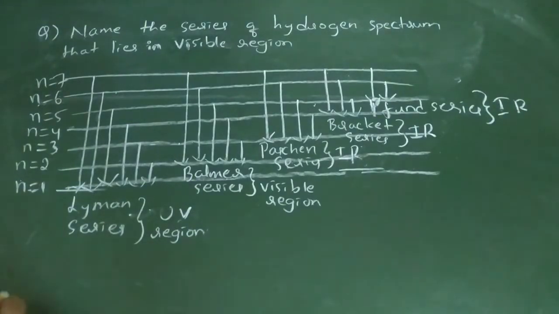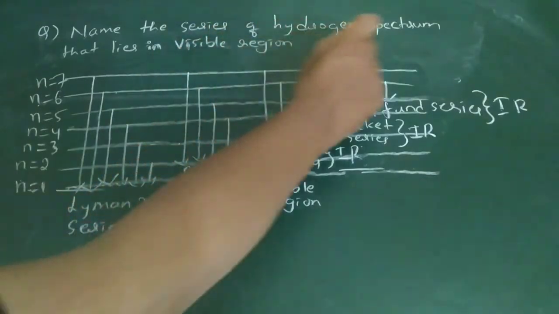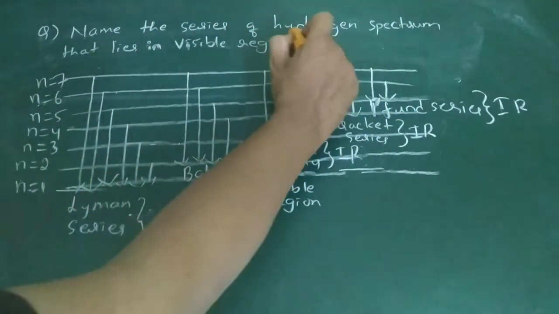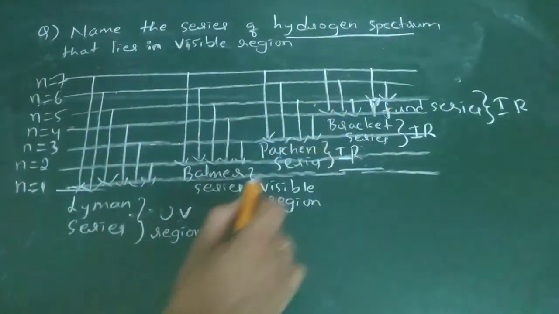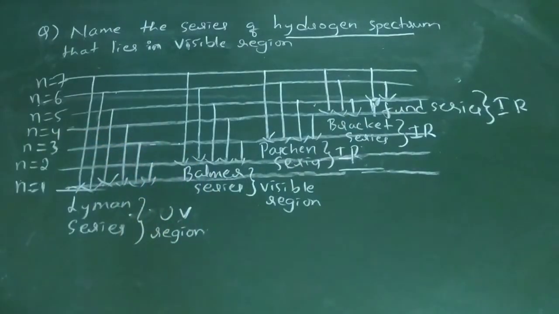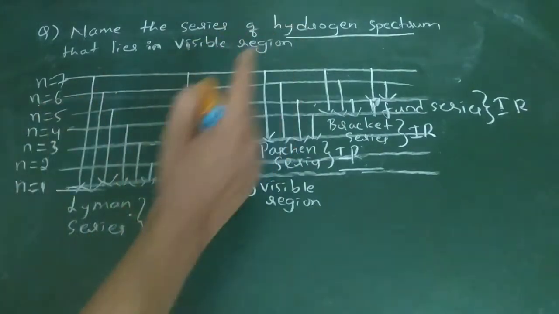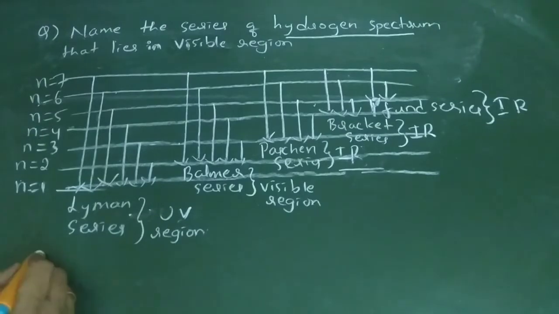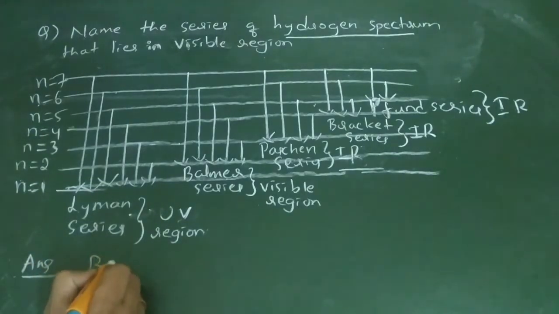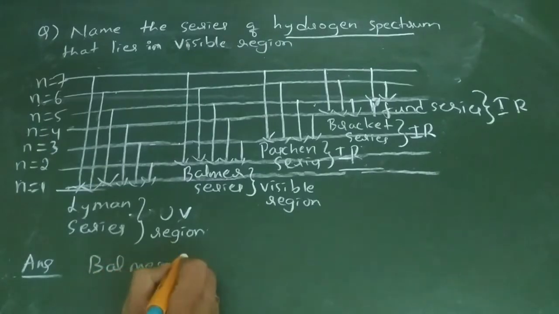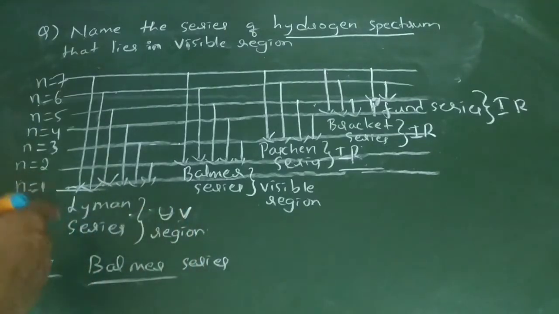Now see here, according to the given question, name the series of hydrogen atom that lies in the visible region. These series are available only for hydrogen atoms. That's why we call it the hydrogen spectrum. Now for this, what will be the answer? The answer will be the Balmer series. I just revised the given things. If they ask for the UV region, you have to mention the Lyman series. Everything will be known from this.